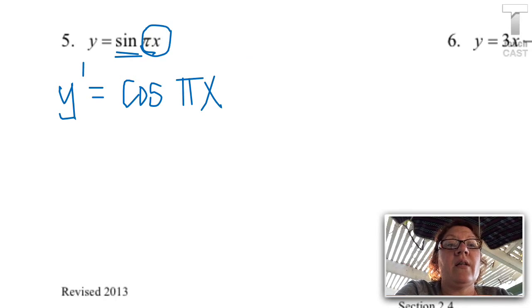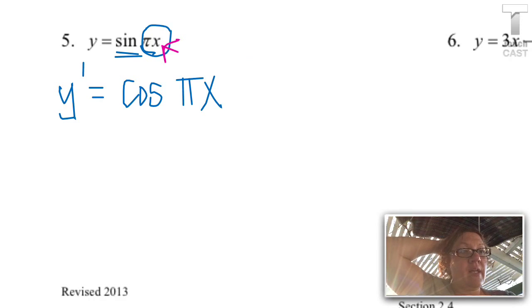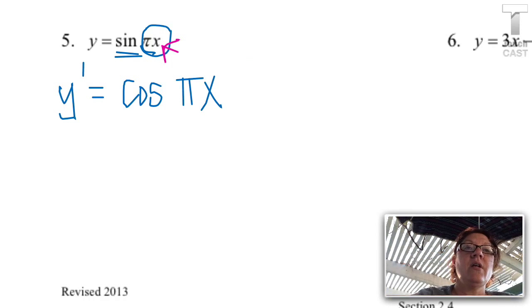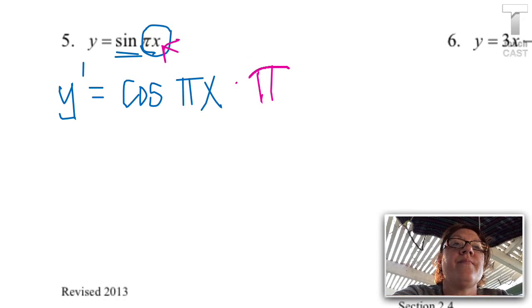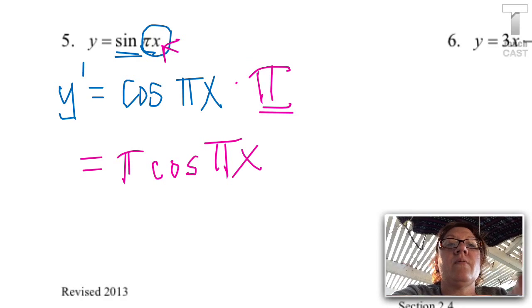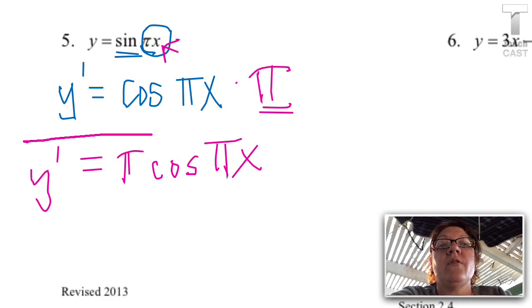And then I want to take the derivative of the inside, derivative of the chocolate. Well, remember, if that said 3x or 7x or 4x, the derivative would just be the coefficient. And then, of course, I like to have all coefficients in front. So this is really pi and then cosine of pi x. There's my first derivative.